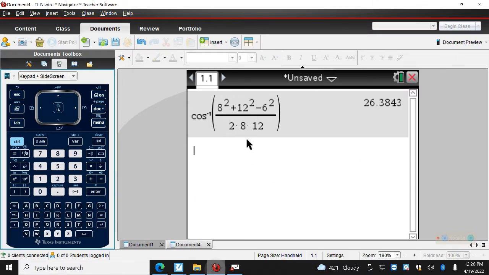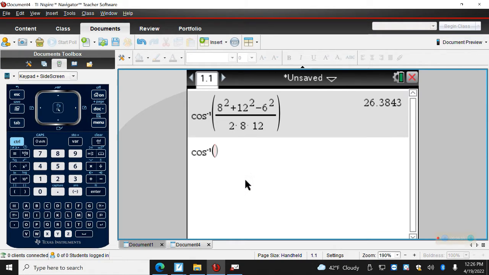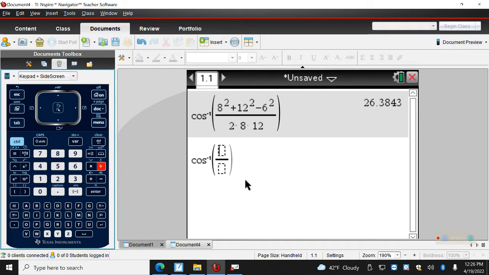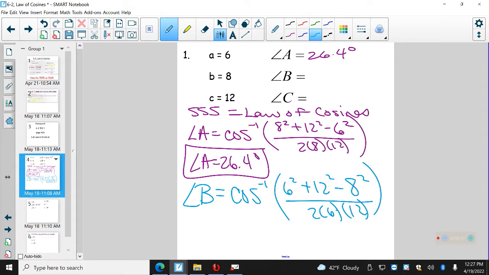So I'm going to come back over to my calculator, trig, cosine inverse, control division key to get that fraction, okay? Then I'm going to have 6 squared plus 12 squared minus 8 squared, arrow down, 2 times 6 times 12. And hit enter, and that's going to give you what? 36.3 degrees.